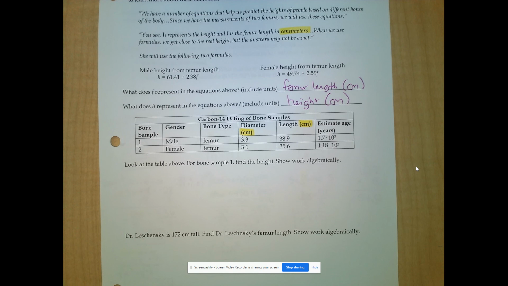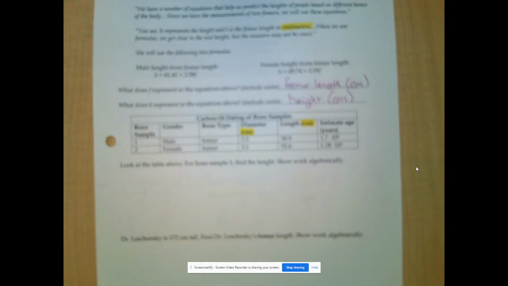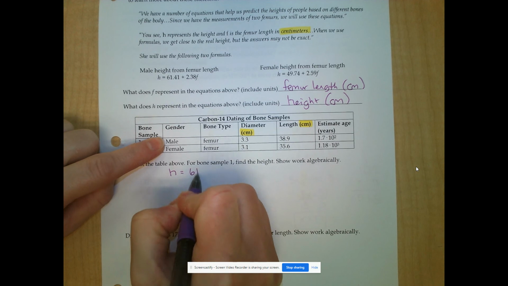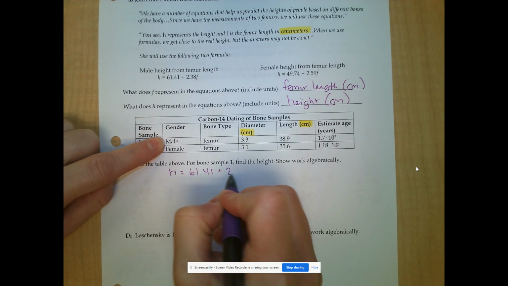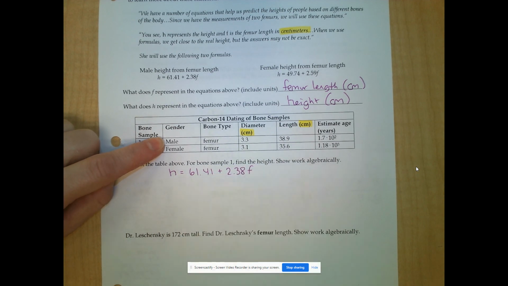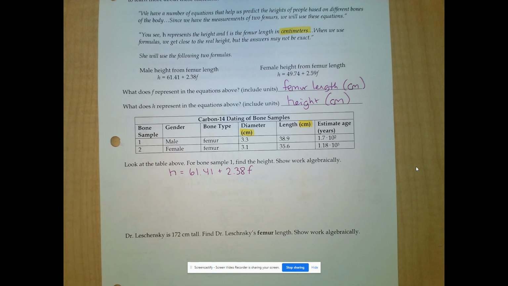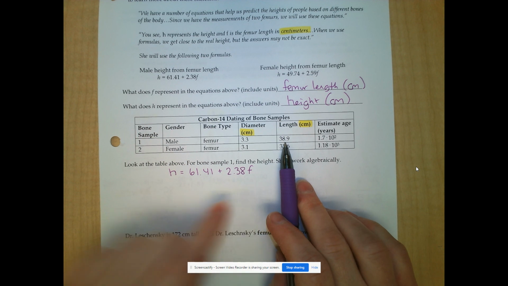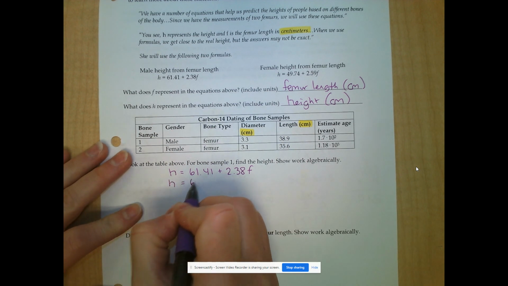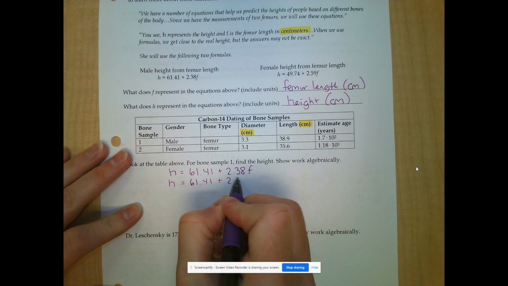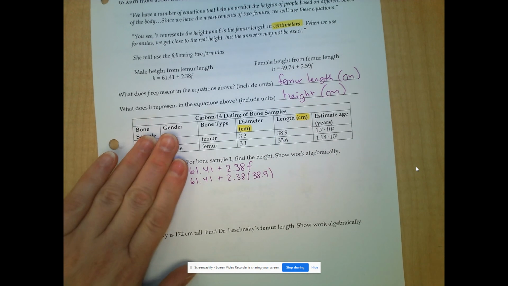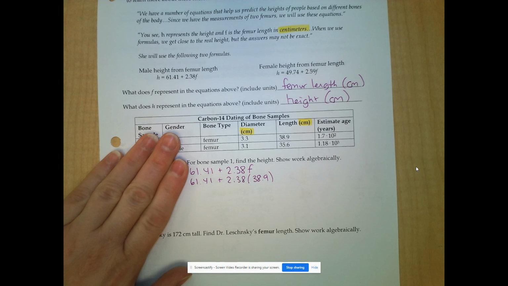So look at the table above. For bone sample 1, find the height. Bone sample 1 is a male. So I'm going to first write the formula for a male height based on their femur length. And then I'm going to substitute what I know about that. We've got the femur length for the bone sample is 38.9. Now what's great about that is we're substituting it on the side with all of the other numbers, which means this is really simplifying an expression. We're just simplifying the right side of this equation.